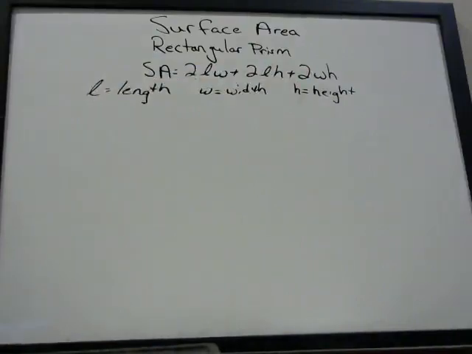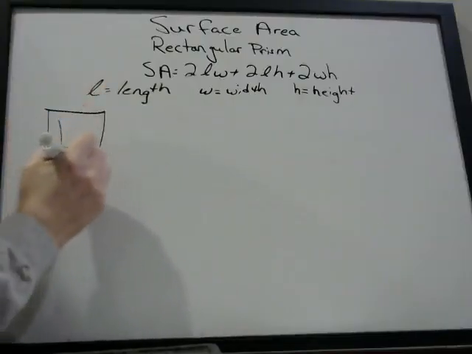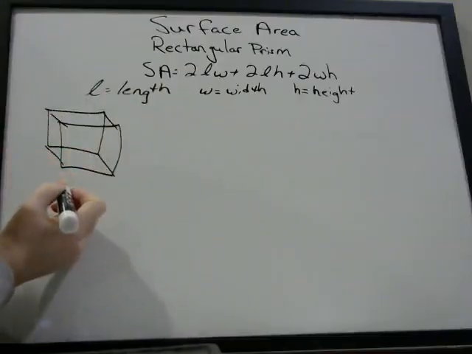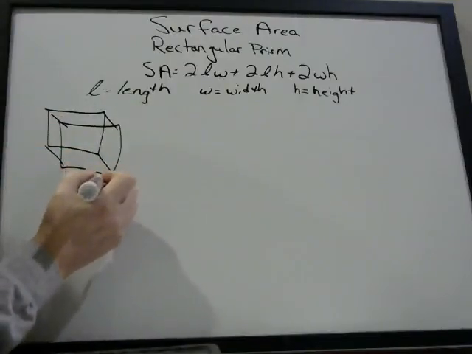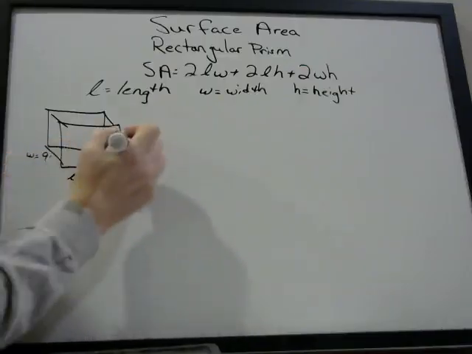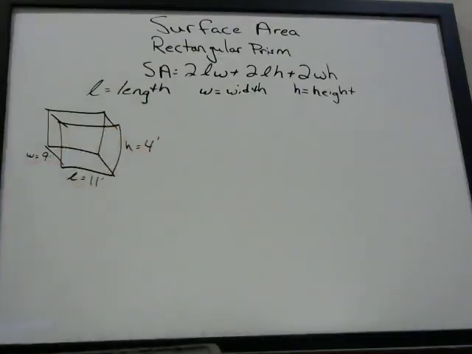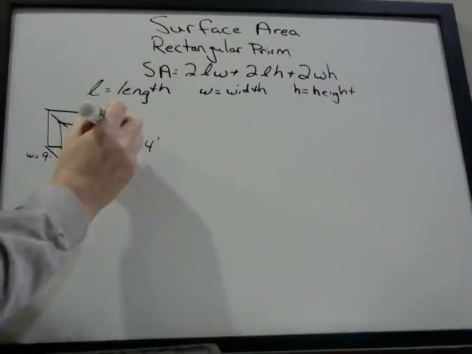So we will do a couple of examples here. Let's say we have a rectangular prism and the length is, we'll say 11 feet, the width is 9 feet, and the height is 4 feet. What is the surface area of this? Let's draw this maybe a little bit straighter.